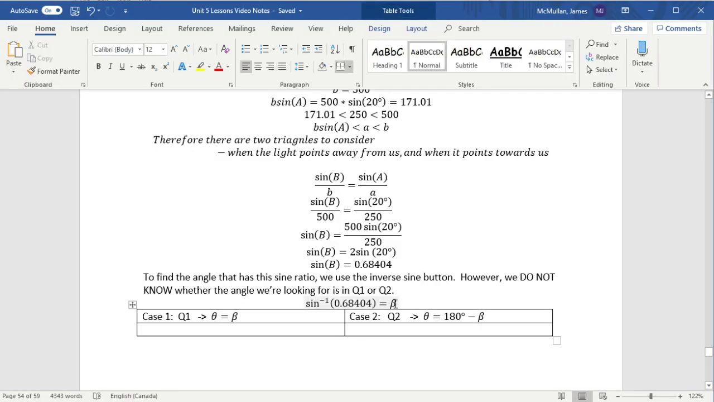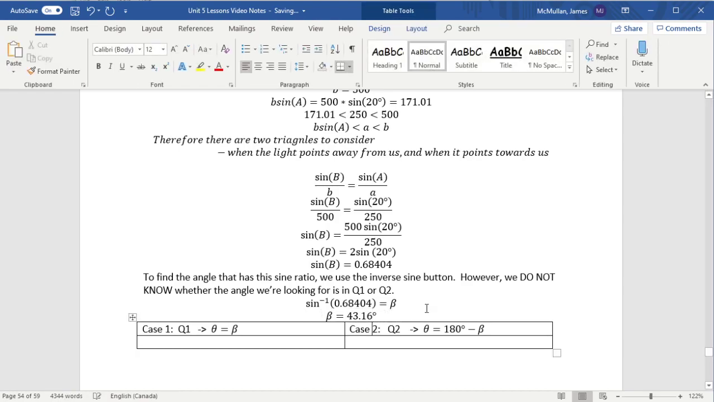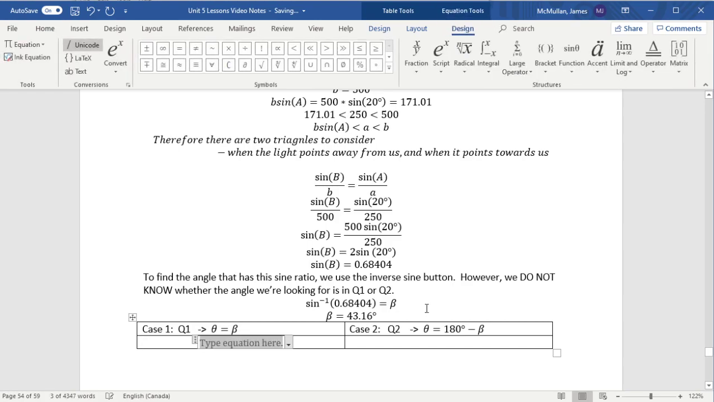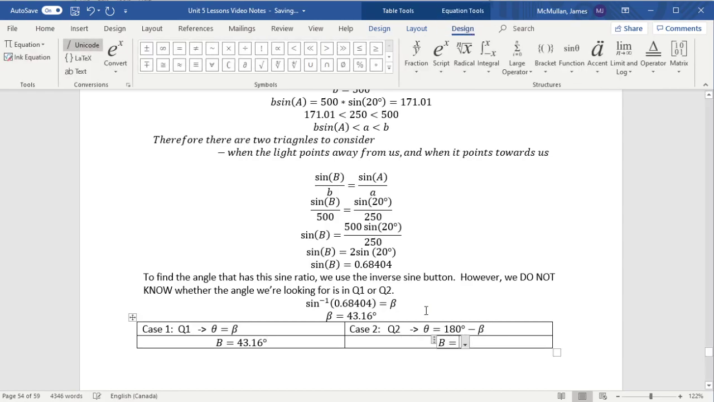Okay, so when I do this, I get beta 43.160 degrees. Okay, now in this case, this is easy. All I write is that angle B is 43.16 degrees. And I just keep doing the question that way. In this other case, all I have to do is remind myself that angle B is actually 180 minus 43.16 degrees.